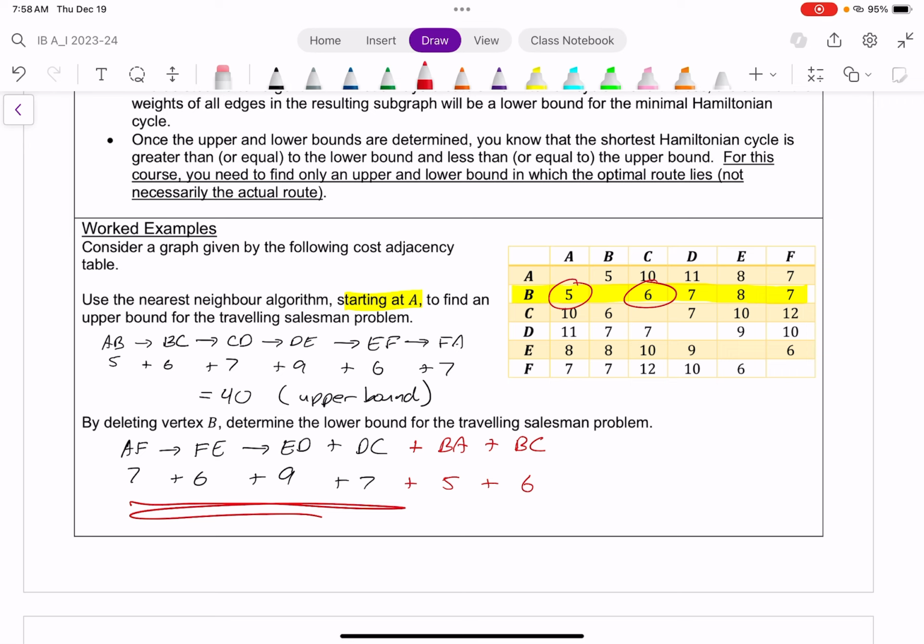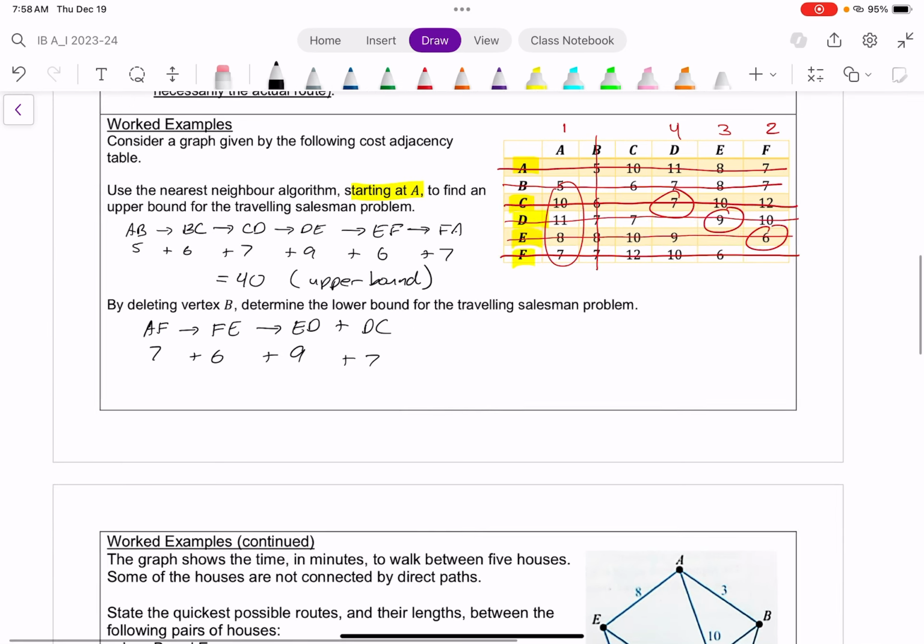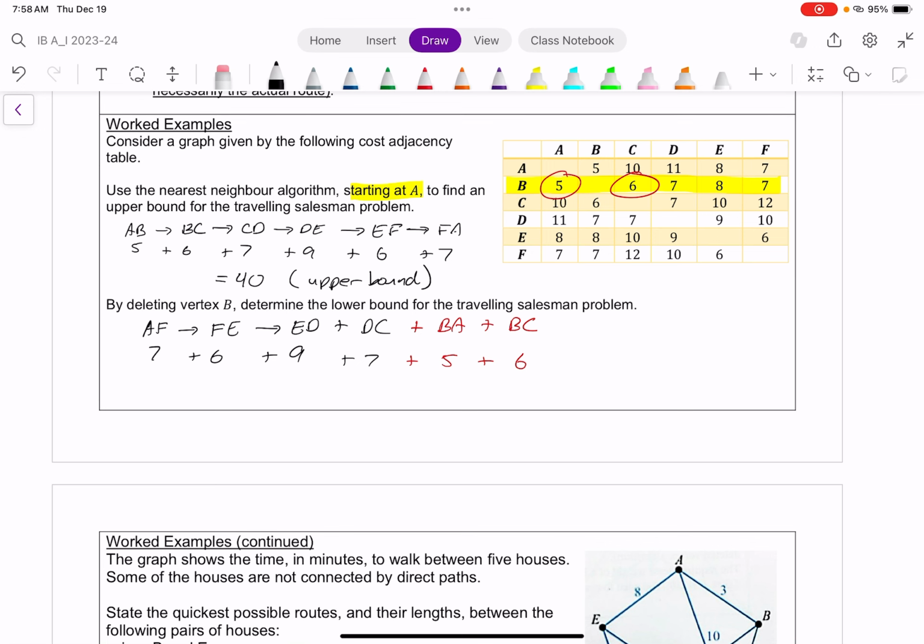So if you actually sketched out this minimum spanning tree, it may not be itself the right cycle, but what we know is that if we add up all these values, it will tell us what the lower bound is, which means the optimal route will be greater than or equal to this. And if we add all this up, we indeed get 40 again.